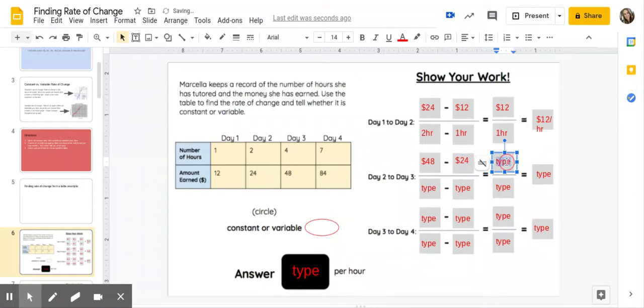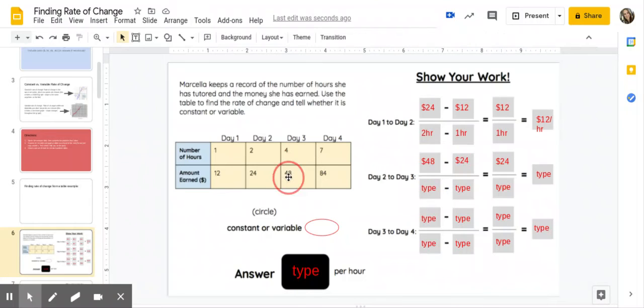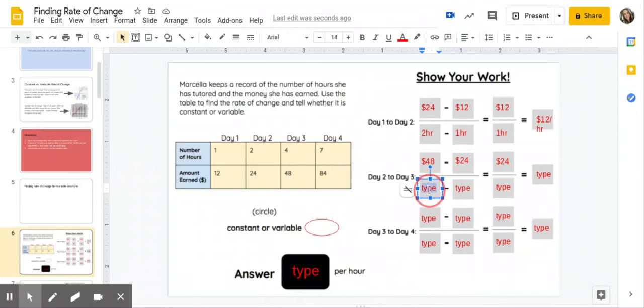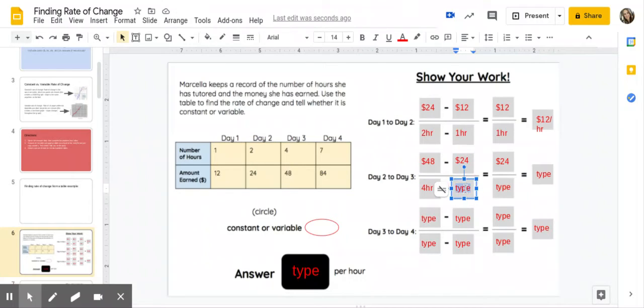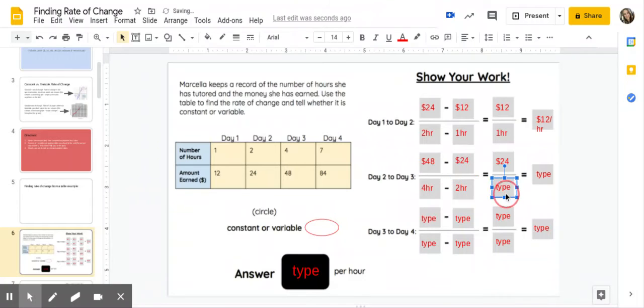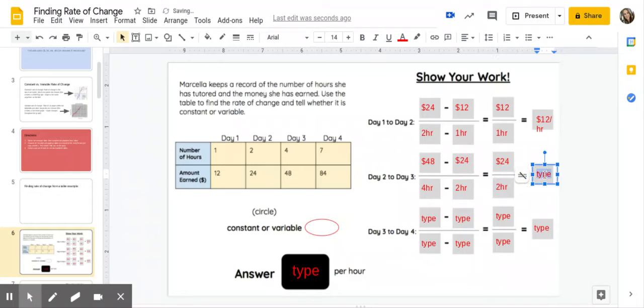So 48 minus 24 is 24. Go ahead and subtract those. Then this is 4 hours. So since I started with the 48, I now have to start with the 4 to stay consistent. So as long as you're doing that, you should be fine. Minus day 2, which is 2 hours. So 4 minus 2 is 2. 24 divided by 2 is 12. So $12 per hour. So far it is looking constant because these are the same, but we still have to check this third one.